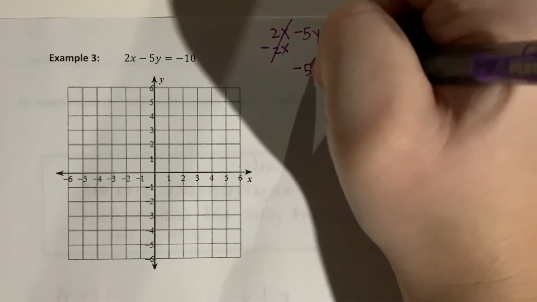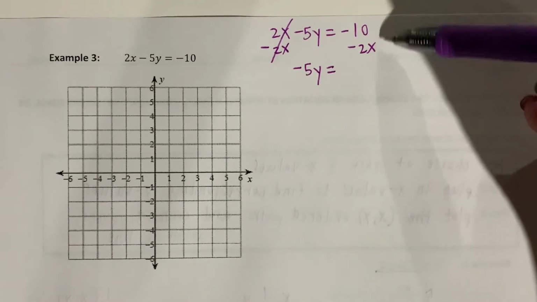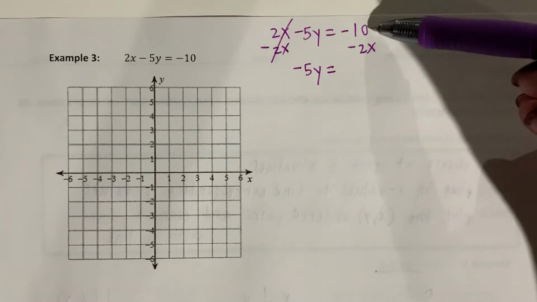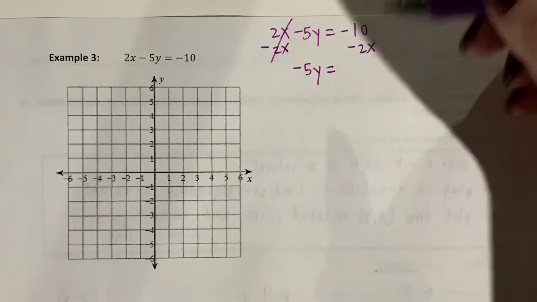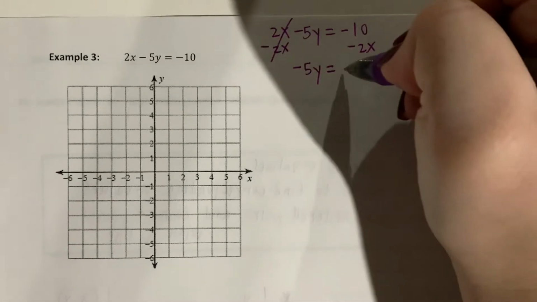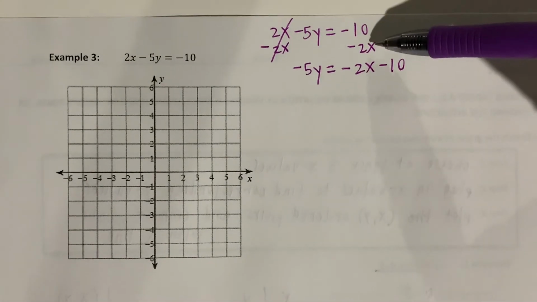I'll be left with -5y equals, and on the right side, again, we cannot combine these. -10 is a constant term and -2x is a variable term. So I'm going to leave them, and I'm going to choose to write my variable term in the front. So I kept the signs the same.